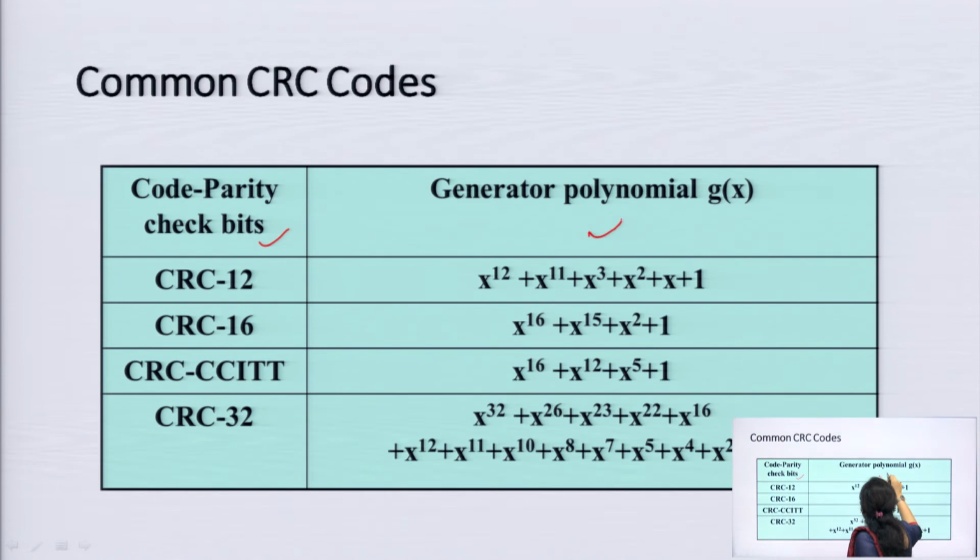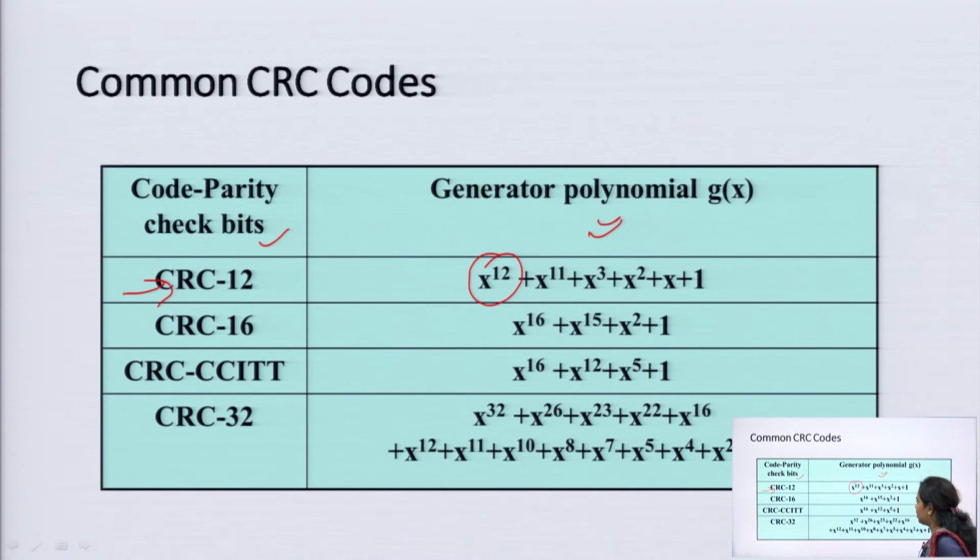This is the generator polynomial. I have given an example. There are different generator polynomials. This is the code parity check bit denoted by CRC 12, and the highest power of x in this case will be 12. Next will be CRC 16; the highest power in this generator polynomial will be 16. Next is CRC CCITT. This has the highest power 16 and is denoted by this generator polynomial.